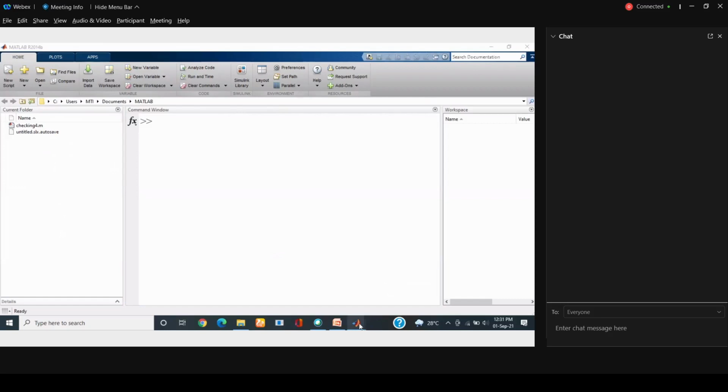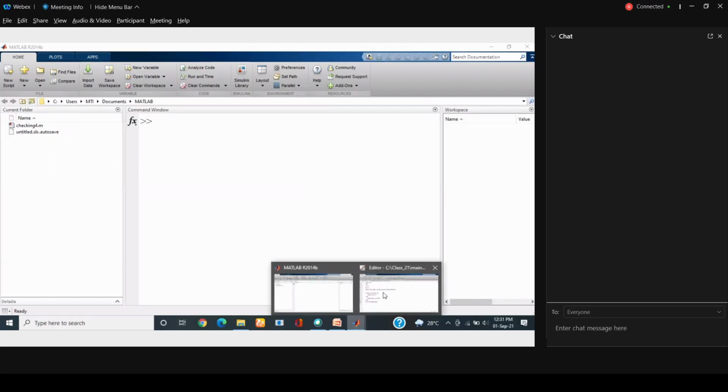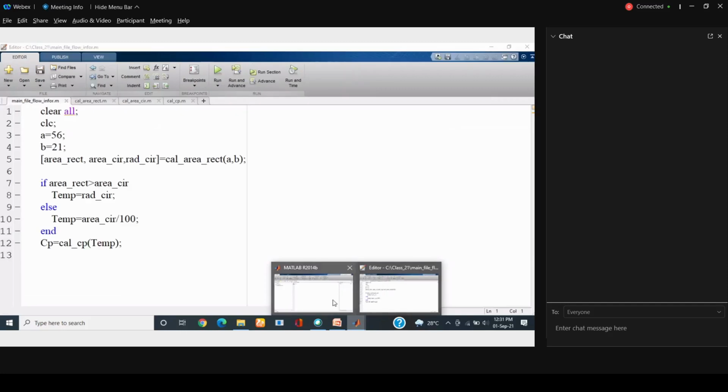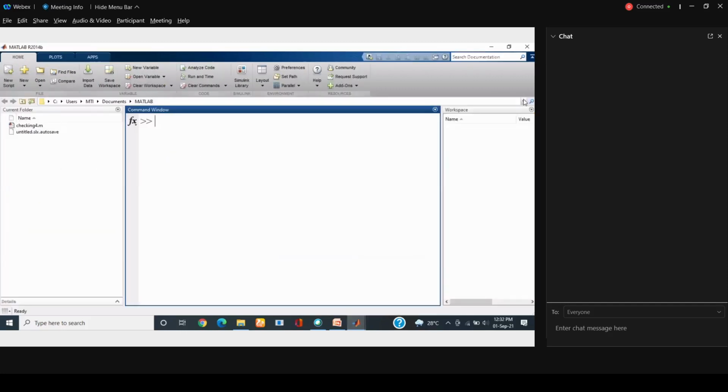Okay. Let me show you how to simulate. The first important thing for this is you should change the directory to your local folder which we created. So I am going to change to the class 21. And then I am going to write first the script file.